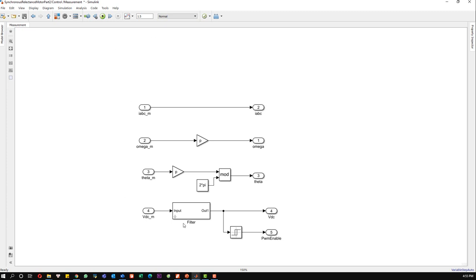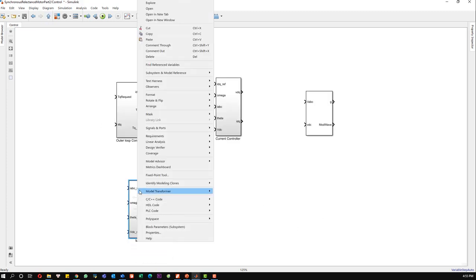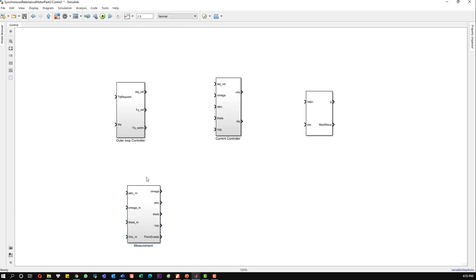Okay, so we already built the measurement block, which has 5 inputs, which are the current of the 3 phase, the omega and the theta and the voltage measurement, and we have the 5 outputs, which are basically the current, the omega, the theta, and the voltage DC and the pre-charge enable.